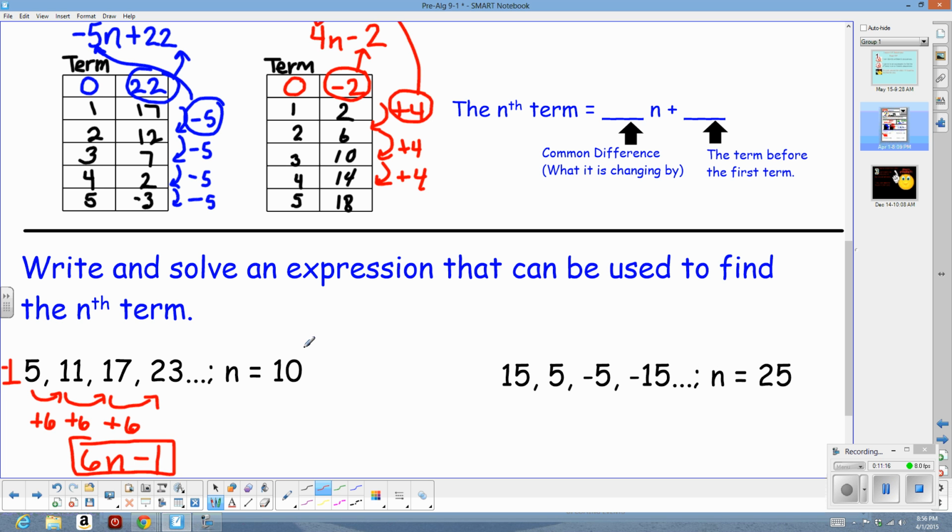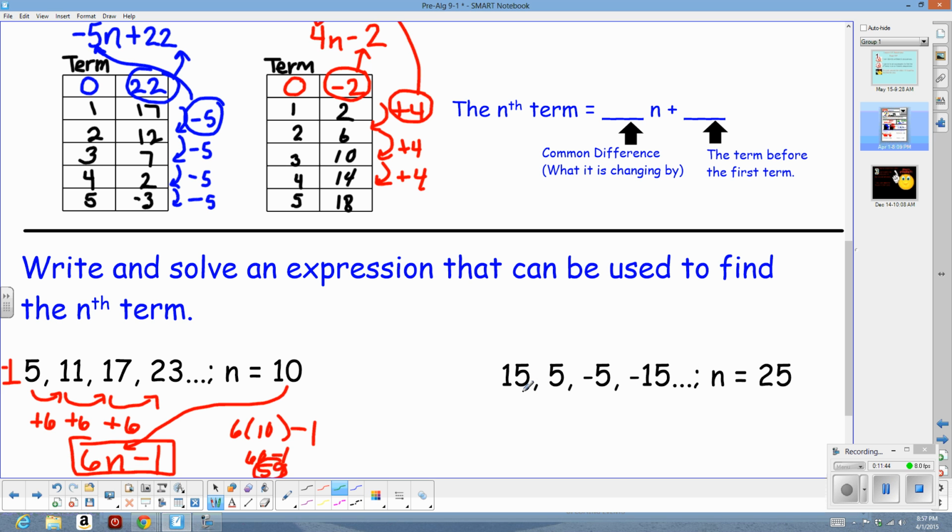And now to find when we're talking about n equaling 10, or the 10th term, you're going to take this and plug it in right here. 6 times 10 minus 1. 6 times 10 is 60, and 60 minus 1 is 59. So the 10th term is 59.